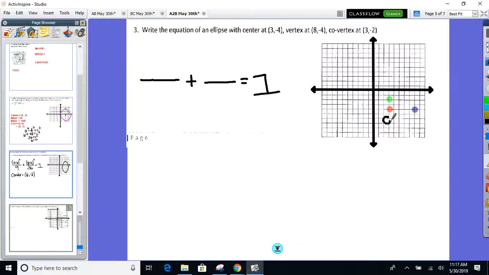All right, give me the top of your equation. We don't have to do a darn thing here. I gave it to you. What's going on the top? (x minus 3) all squared. And then over here, (y plus 4) all squared.